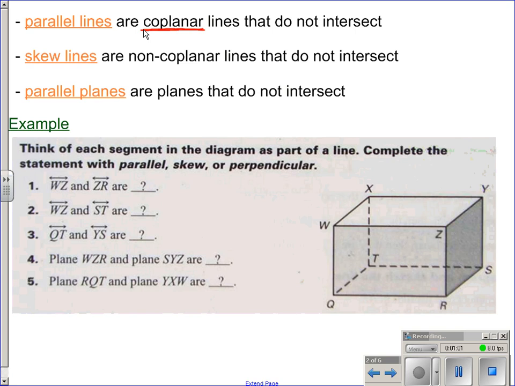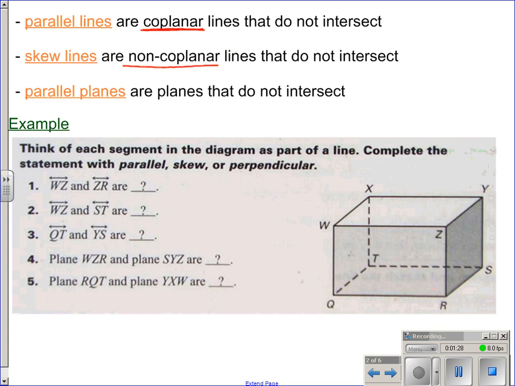Okay, the other type of lines that don't intersect are called skew lines. This is that second definition. Skew lines don't intersect, but they're not on the same plane. So think about a line that's on the ceiling, think about a line that's on the floor. They could be going in completely opposite directions, but they're never going to cross. One is on the ceiling, one's on the floor. They don't cross. That would be an example of skew lines.